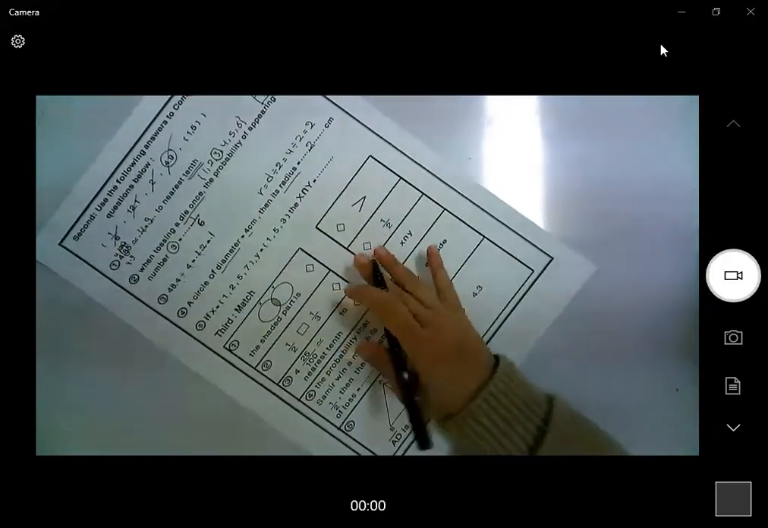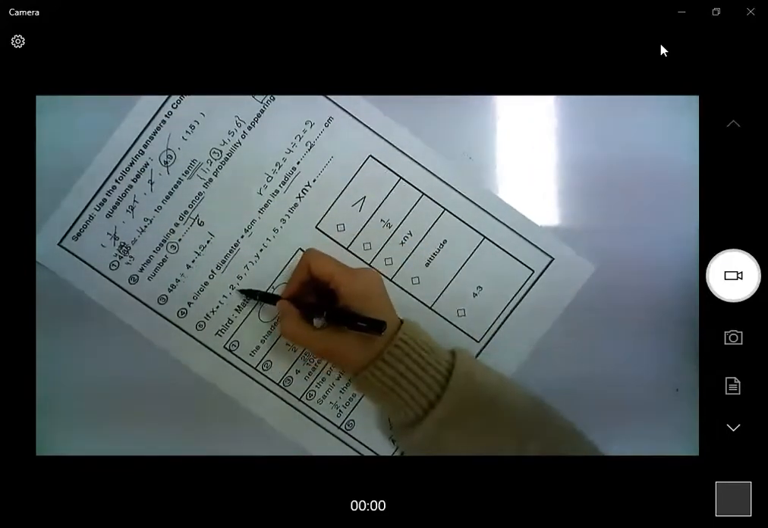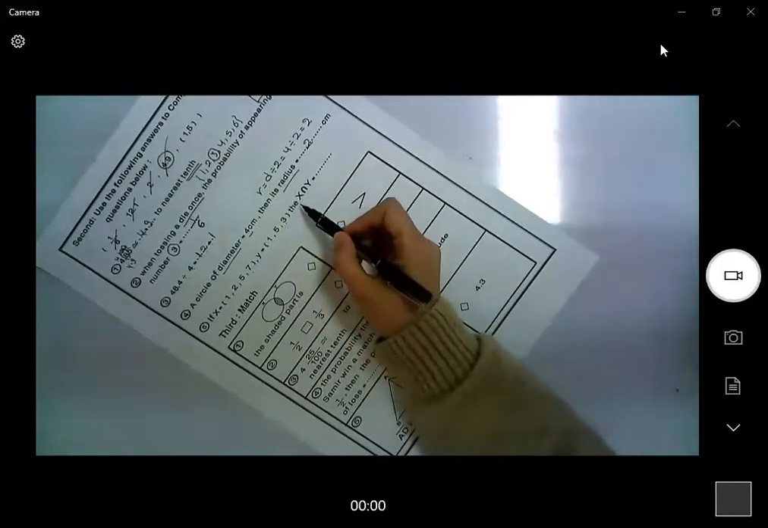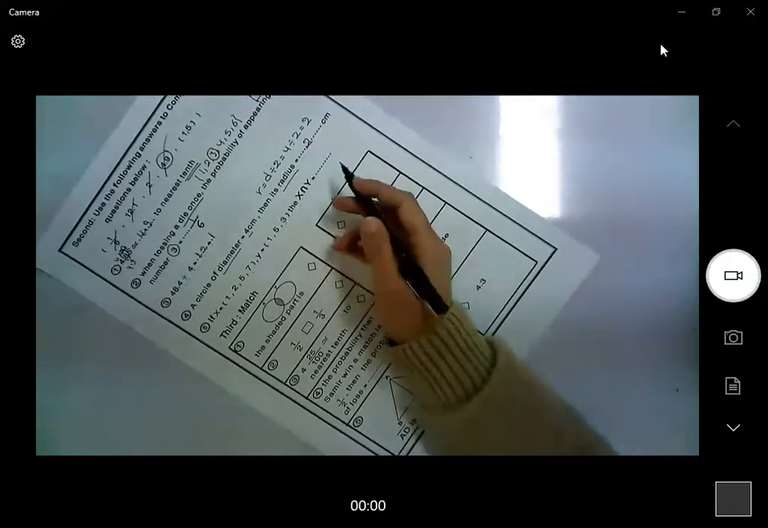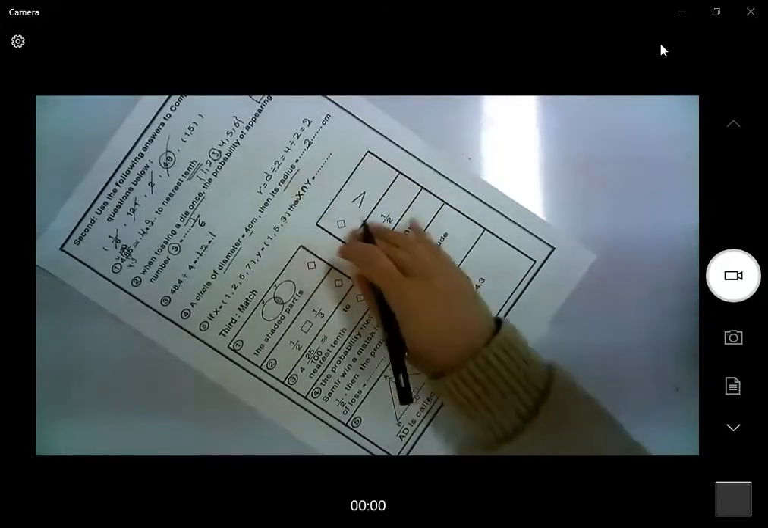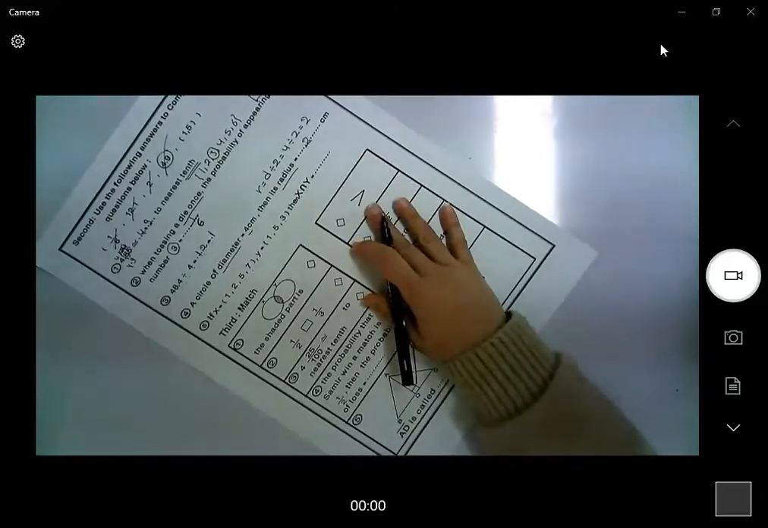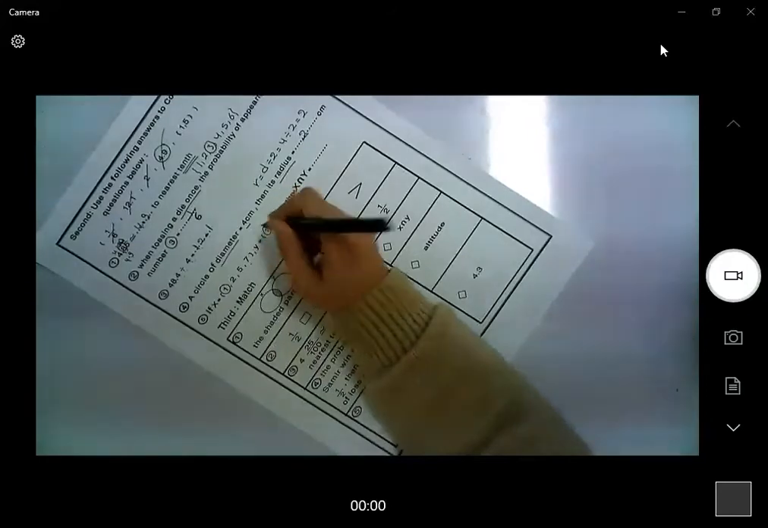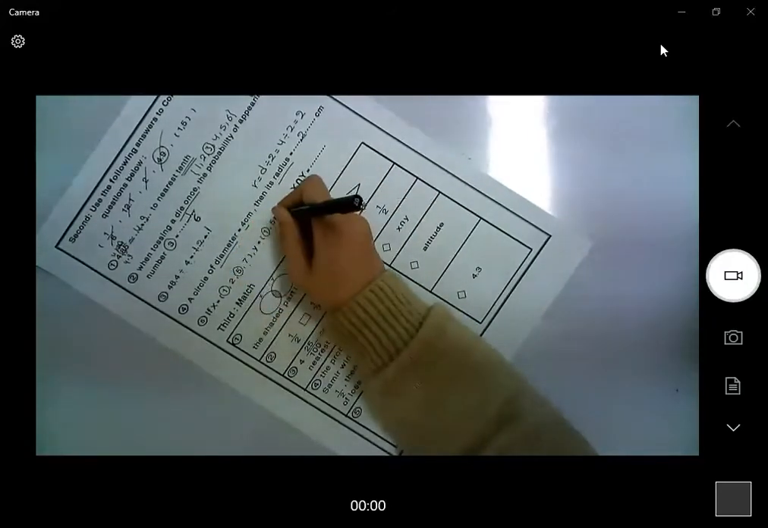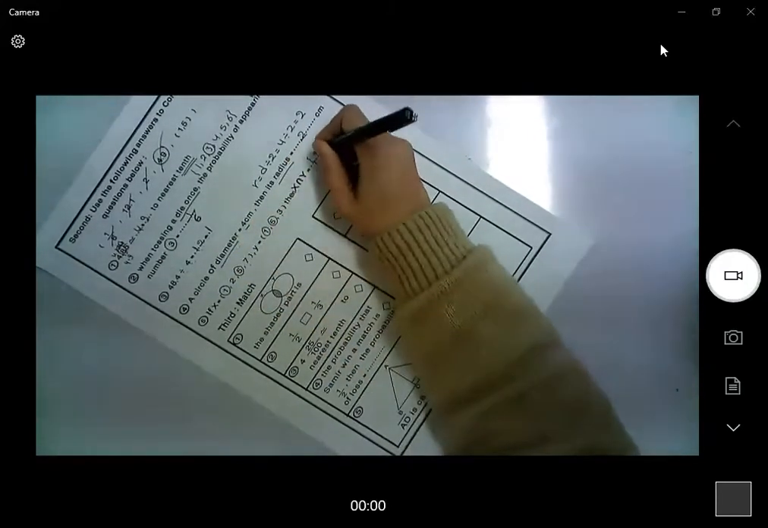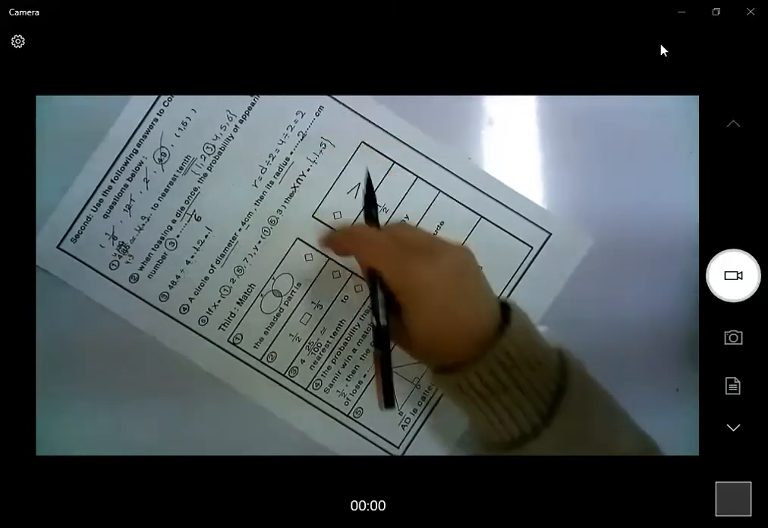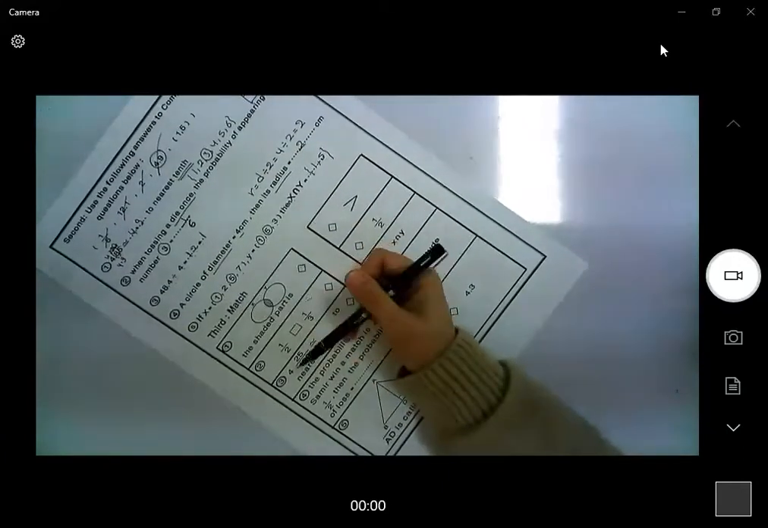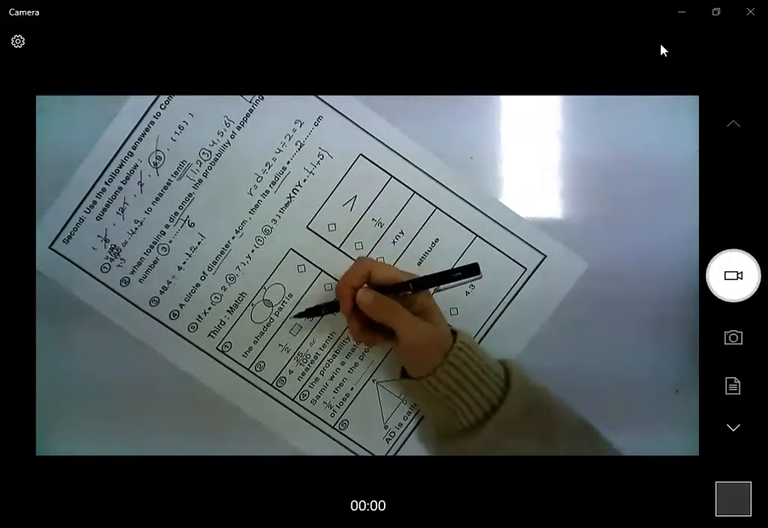Number 5. X equals 1, 2, 5, 7. Y equals 1, 5, 3. Then X intersect Y equals what? Intersect means common between X and Y. Where is common? Yes, 1 and 5. Then X intersect Y equals 1 and 5. Okay?